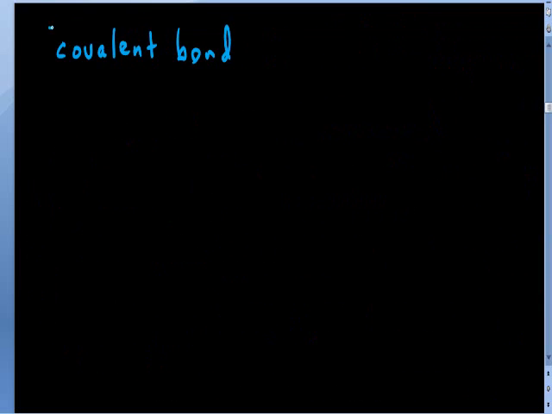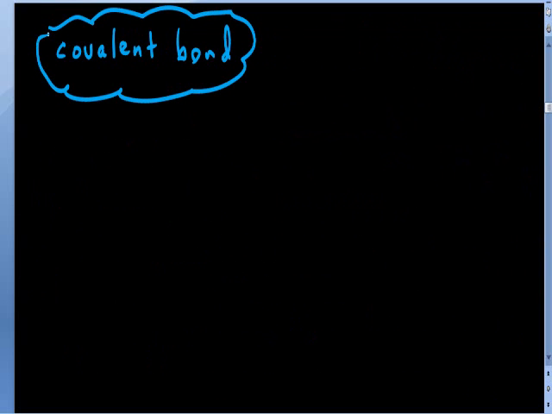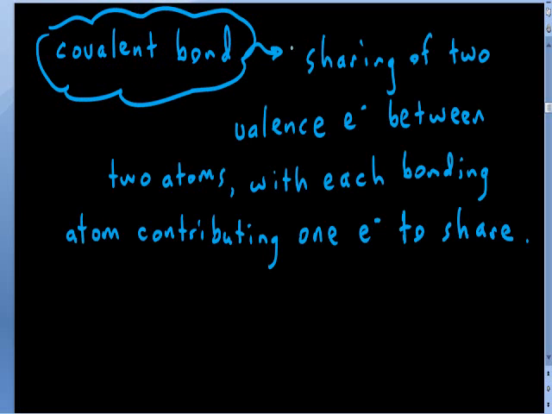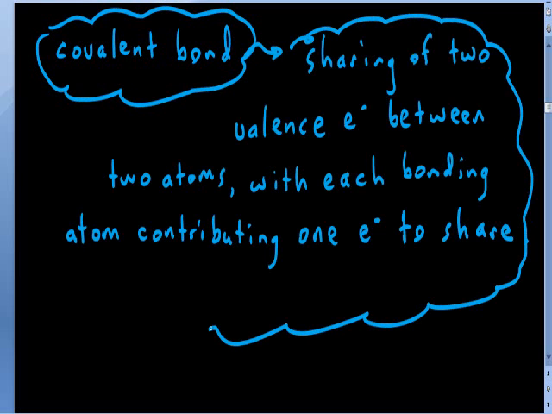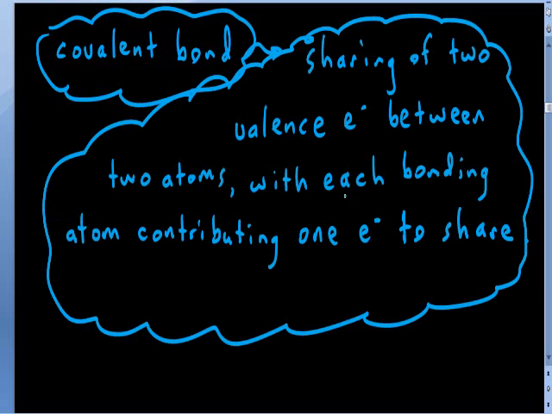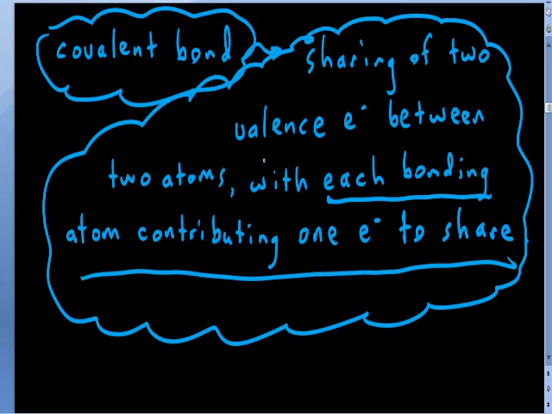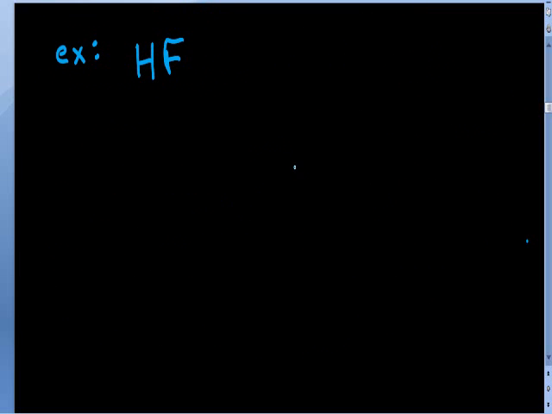Let's start and consider, specifically to molecules, what exactly is a covalent bond. A covalent bond is specifically when we have the sharing of two valence electrons between two bonding atoms, where each bonding atom contributes one electron to share in creating that covalent bond.